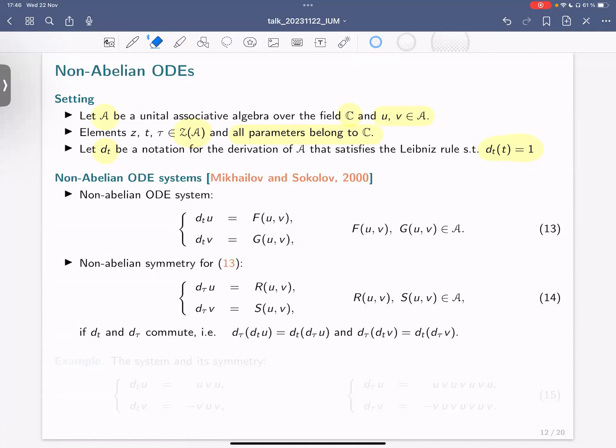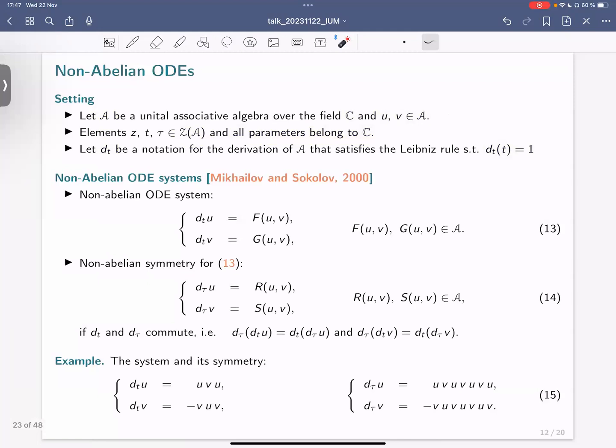Well, then this system we will call a non-Abelian ODE system, where f and j are some elements of our algebra A, and the system has a symmetry, non-Abelian symmetry of this form, if these two derivations of our algebra A commute with each other. Namely, we will look at this condition. That is similar to the Abelian case.